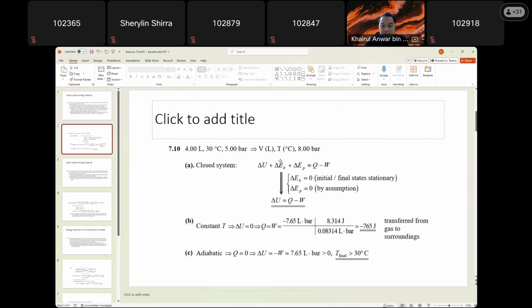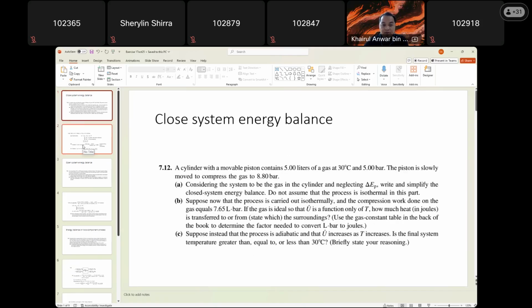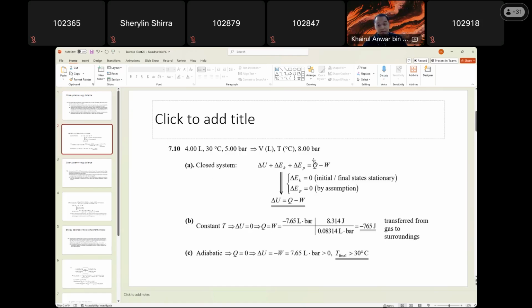So this is step by step. Normally we start with the energy balance equation, the closed system. You see it as the internal energy unit, right? So simplify: no kinetic energy because it's stationary, and no potential energy. The expression is left with delta U equal to Q minus W.